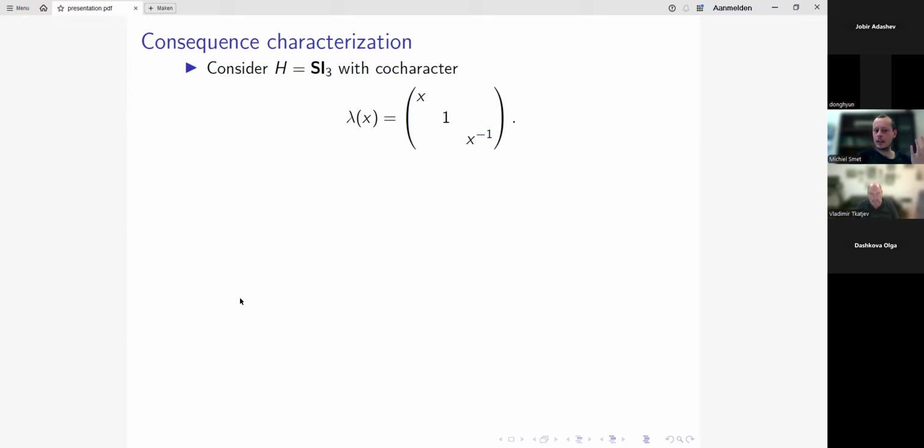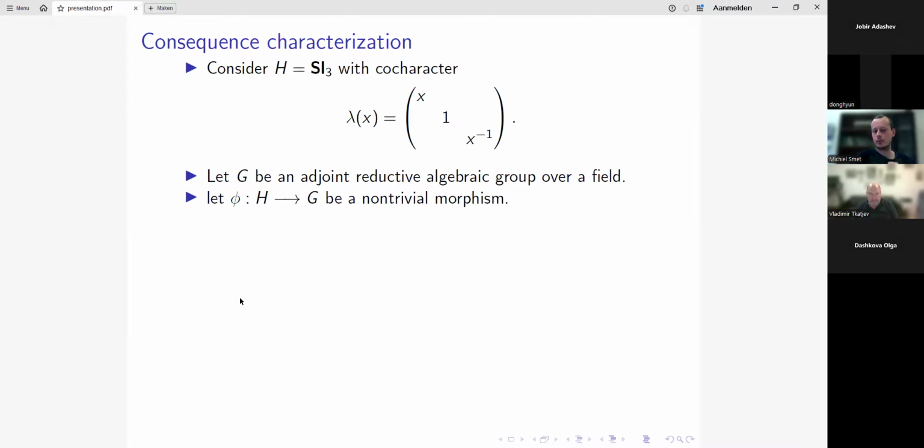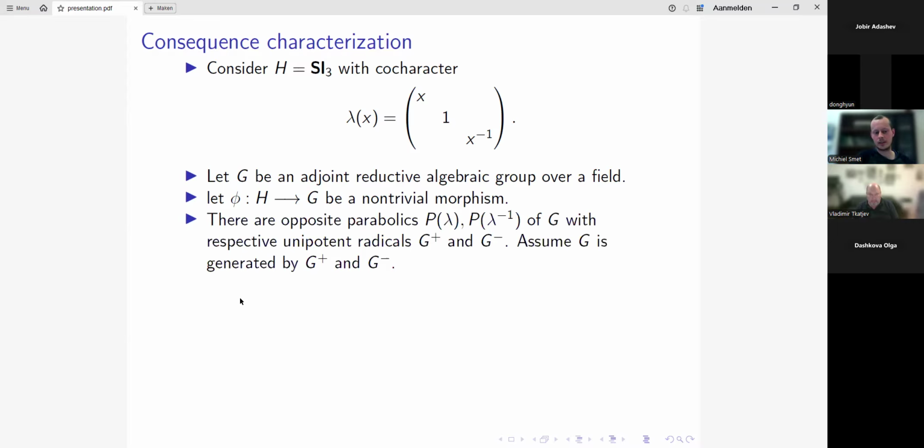If you look at lambda inverse of X, so just taking the group inverse, you can define an opposite parabolic, namely the lower triangular matrices, and the associated unipotent radical are the lower triangular matrices with ones on the diagonal. So now we fix G to be an adjoint reductive algebraic group over a field. We take a morphism from H to G. We assume it to be non-trivial because otherwise some next assumption we will impose will never be satisfied.